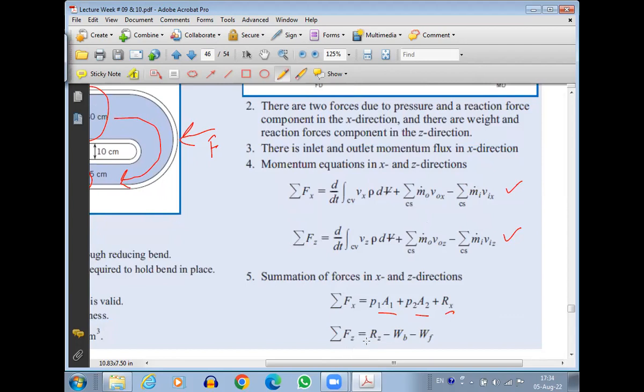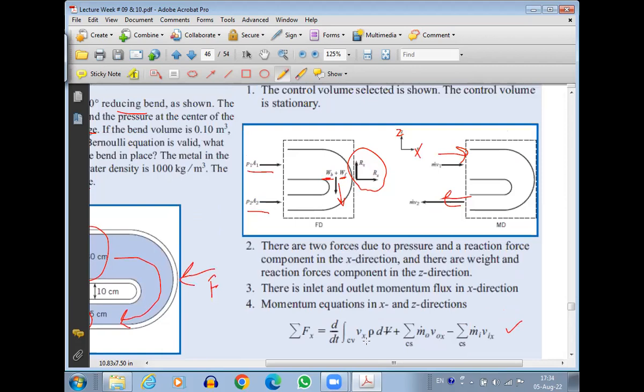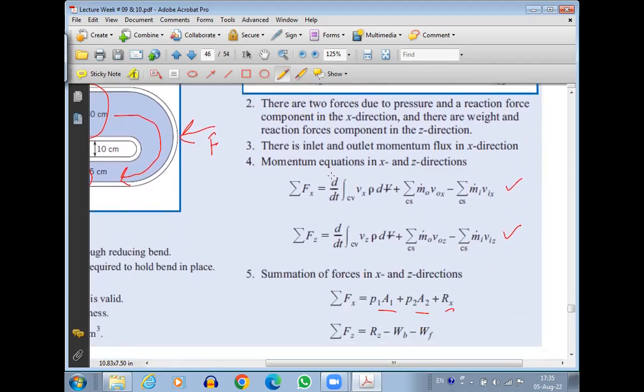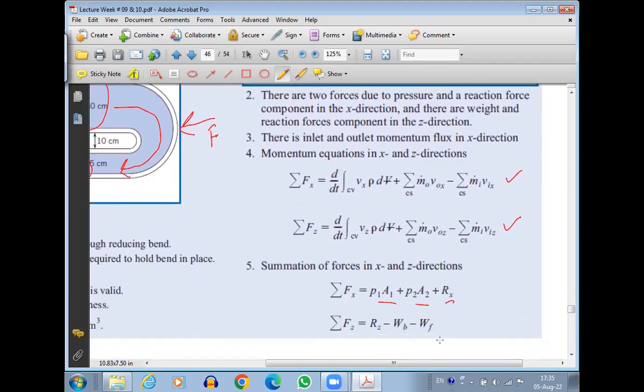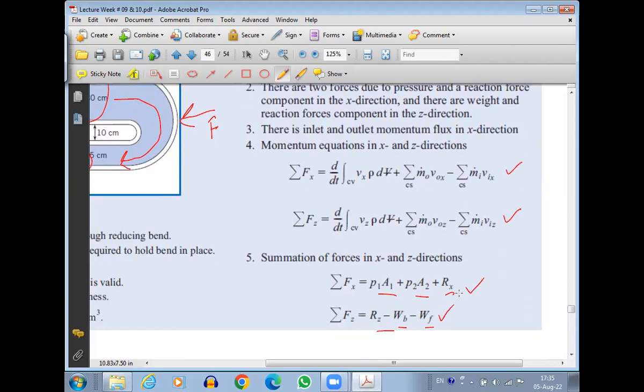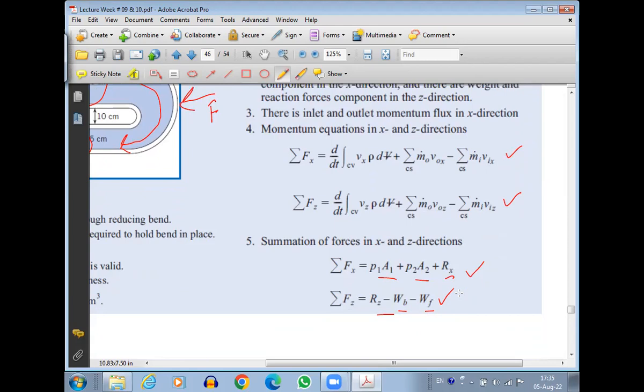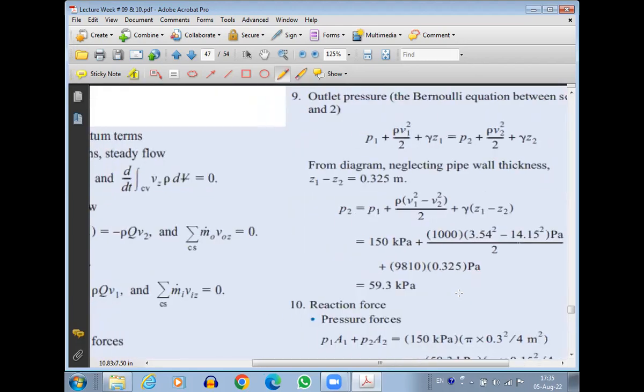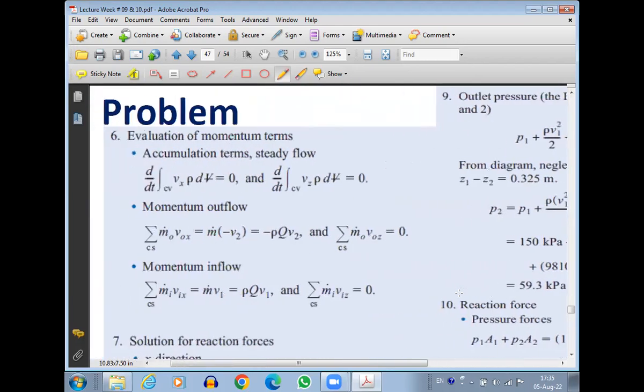In the z direction, we have Rz, and then the weight of the bend plus the weight of the fluid. But Rz, let's say we are given in the upper direction, then both the weights are in the downward direction. So Rz minus Wb minus Wf. So we have this as the equation of summation F. Momentum accumulation term is 0, both in the x component and the z component.